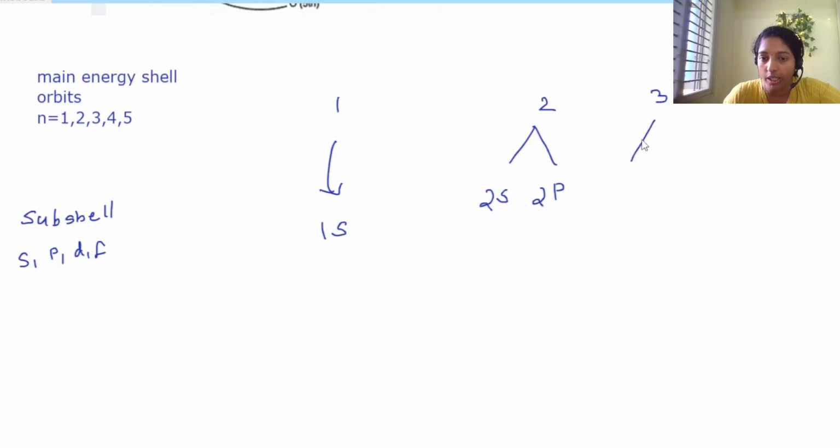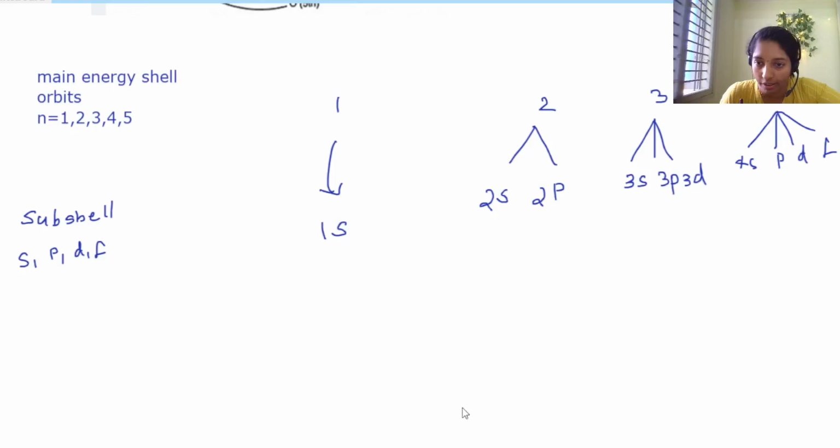Clear? So how many subshells does the third contain? Definitely three subshells: 3s, 3p, and 3d. And definitely the fourth contains four subshells. What are they? 4s, 4p, 4d, 4f. And what about the fifth energy level? Is it only s, p, d, f? You may have heard only about s, p, d, f, but actually there are more. The fifth contains five subshells, including g, which is actually the next subshell.